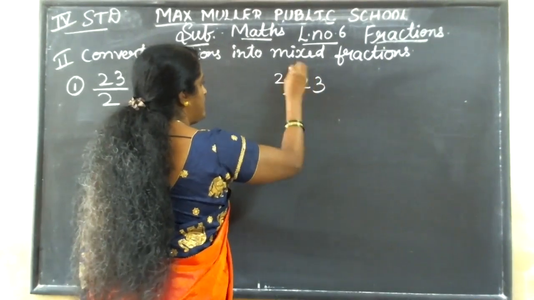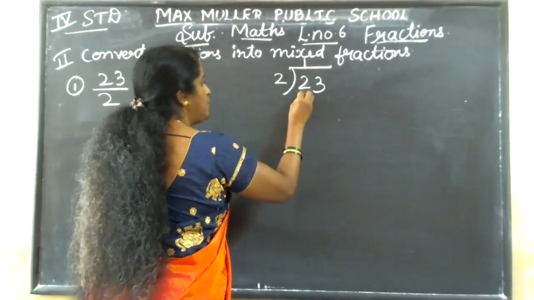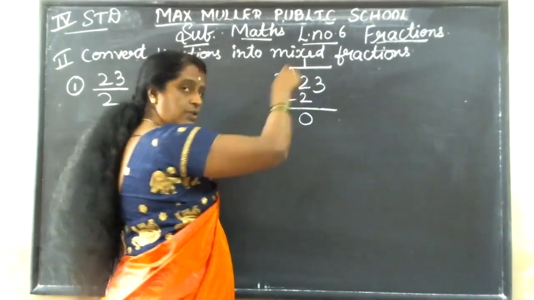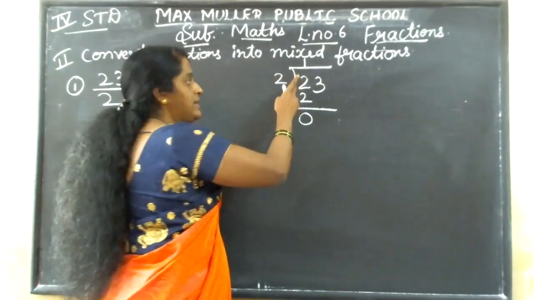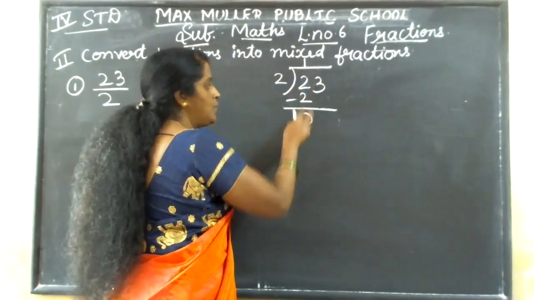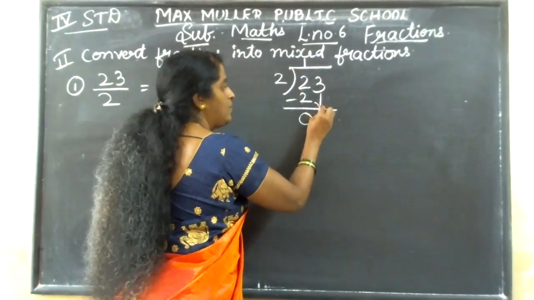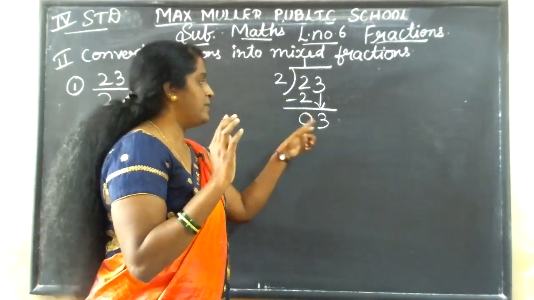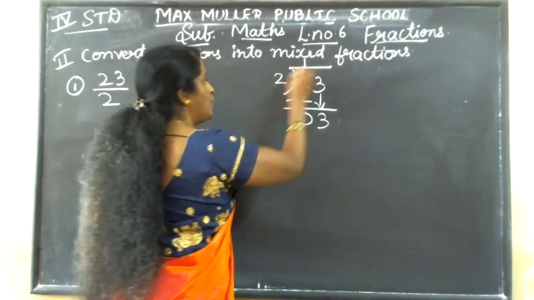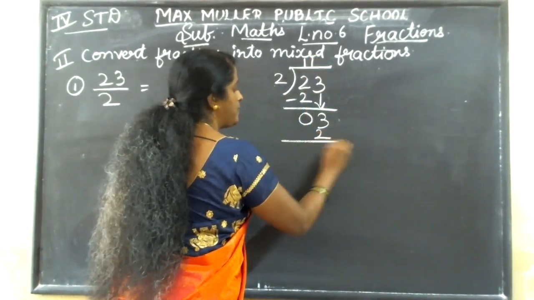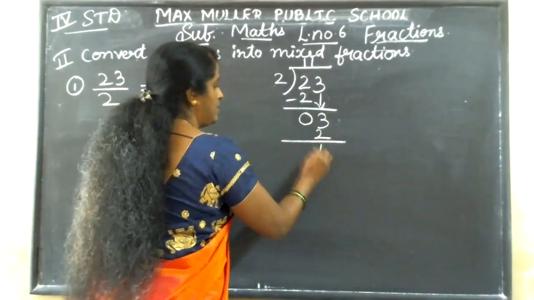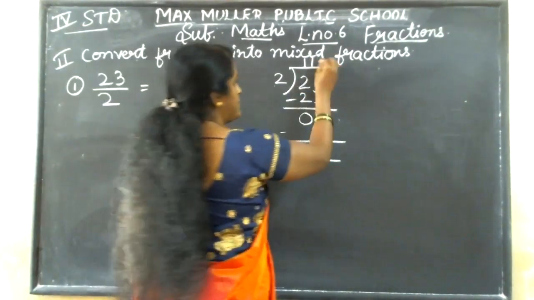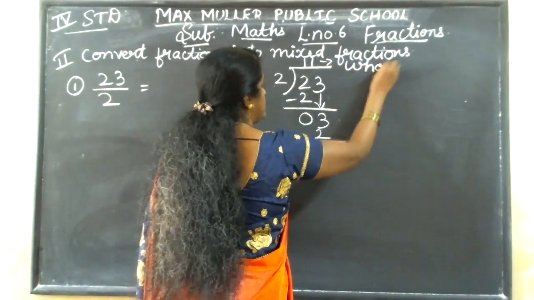23 divided by 2. 2 ones are 2. 2 minus 2, 0. Here 2 is there, no? If 2 is not there, you can take the 2 number. 2 ones are 2, 2 minus 2, 0. Bring down 3. In 3, 2 ones are 2 is there. 2 twos are 4, we can't write because it is a greater number. So once again 2 ones are 2. 3 minus 2, 1. So this is the whole number.